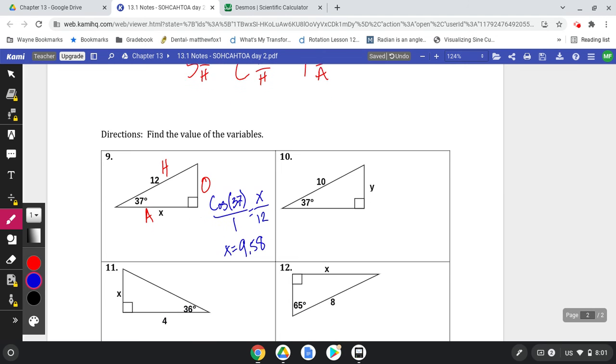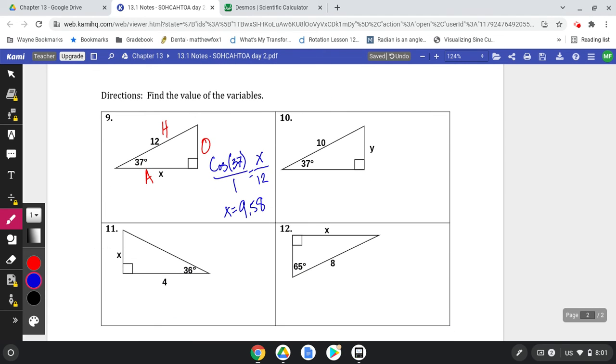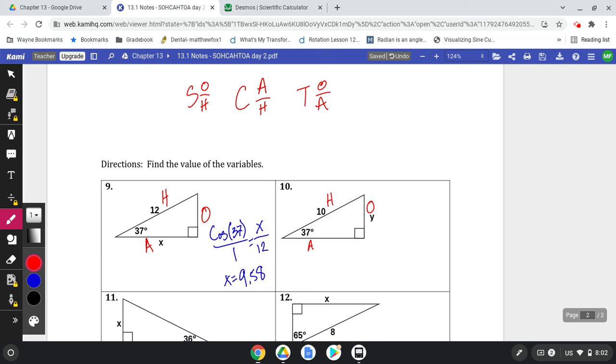All right. So here's our next one, number 10. Once again, we got to label our sides. So the 10 is probably the easiest. It's the H. This Y is opposite of that 37 degrees. Okay. So once again, we don't care about this side at the bottom. I could put an A there if I want, but I don't care what it is. All I care about is the O and the H. So O and H, if we look up here, it's sine.